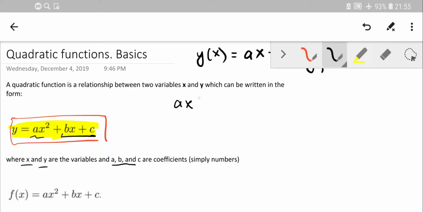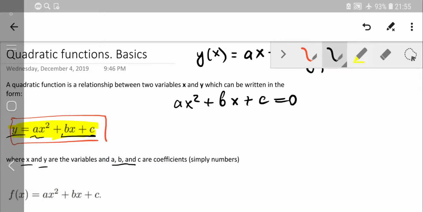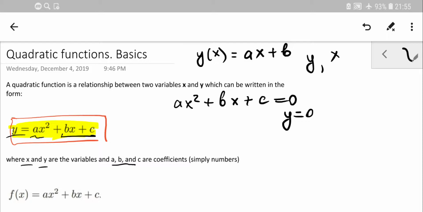However, for a quadratic equation, we had ax squared plus bx plus c equals 0. So simply, this y in quadratic equations was simply 0. Okay, that's the only difference. However, for the function, normally you need to have two variables that are interconnected with a specific equation.